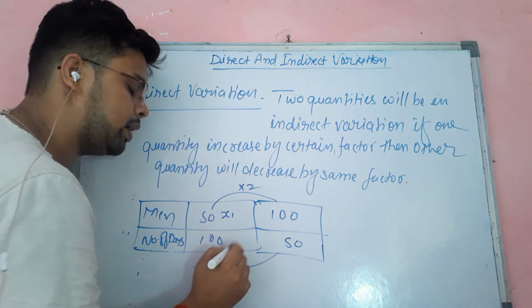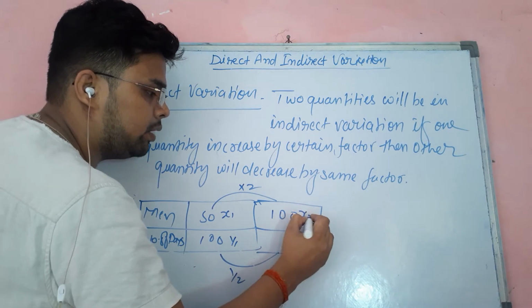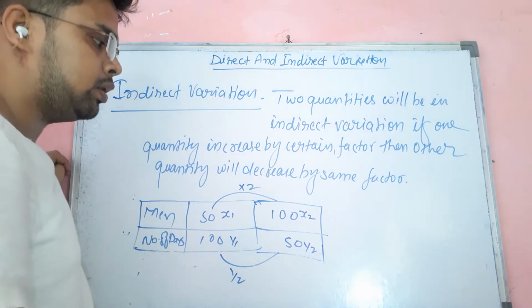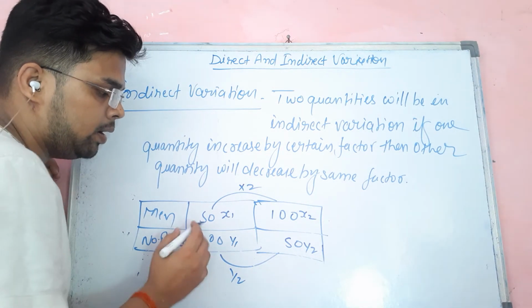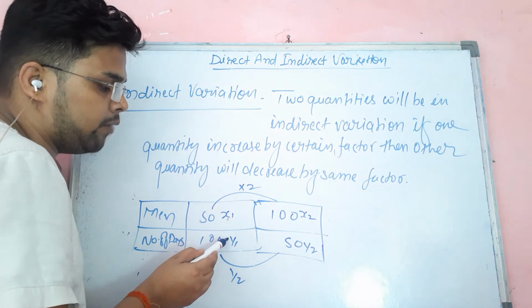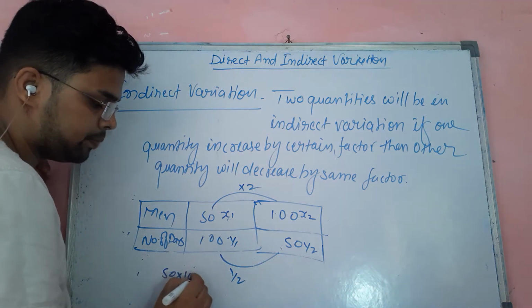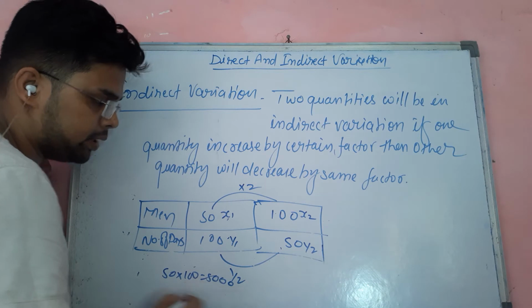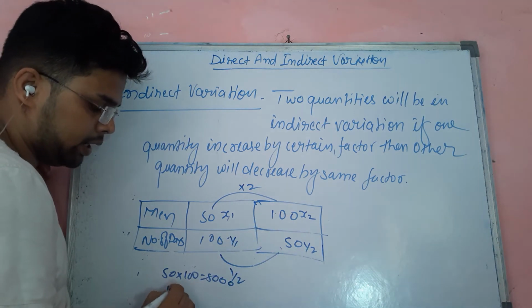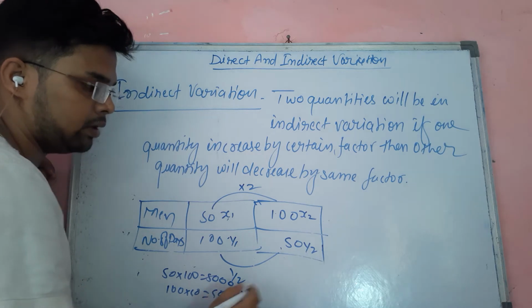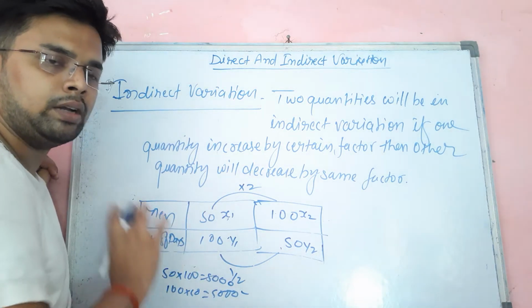Let it be x1, y1, x2, y2. So if x1 and x2 are in indirect variation, what you can see, children, is that the product of x1 and y1 in both cases remains the same. 50 into 100 will be 5000 in the first case. In the second case, 100 into 50 will be 5000. 5,000 in both cases. It is not changing.